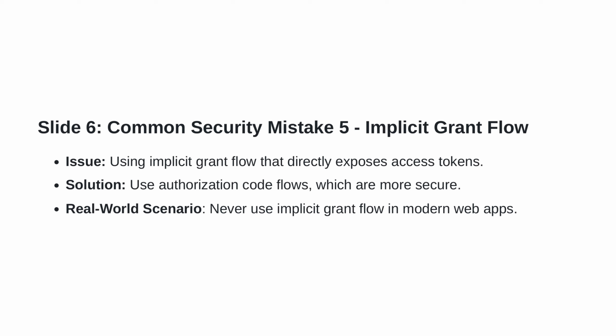To offer a real-world scenario, in modern web applications, it is imperative to avoid the use of implicit grant flow. This outdated practice is one to be avoided when considering the best security measures for your web application. Prioritizing secure practices, like using authorization code flows, is key. Hence, keep in mind, the implementation of secure practices from the very beginning of web application development is pivotal in ensuring the safety of your data and the trust of your users. So, always prioritize the usage of authorization code flows over implicit grant flows for their higher security features.